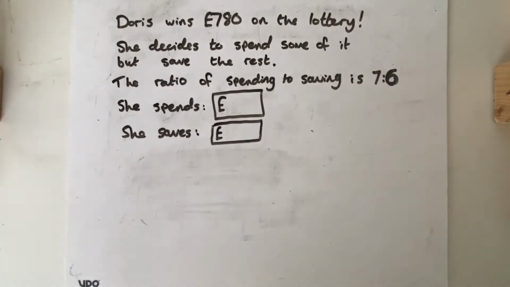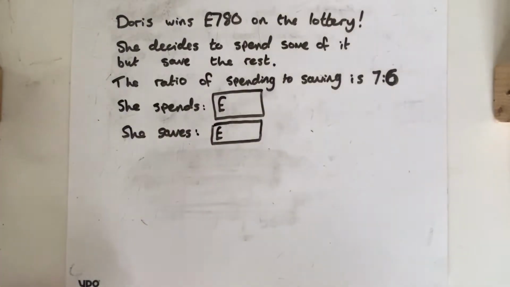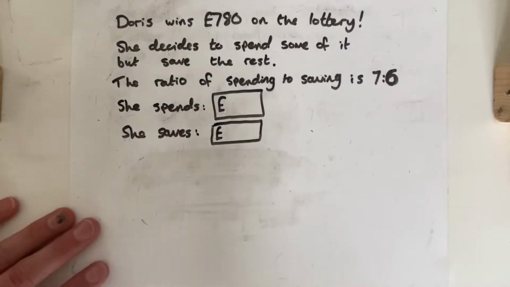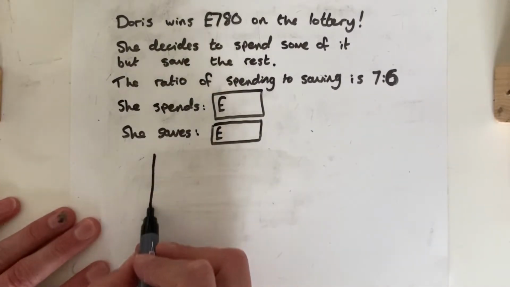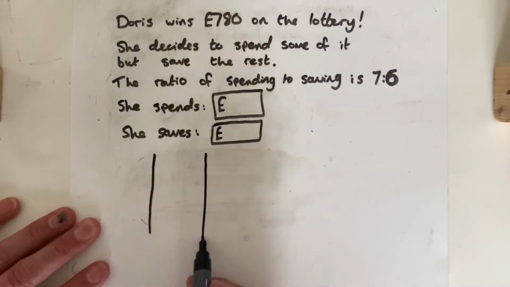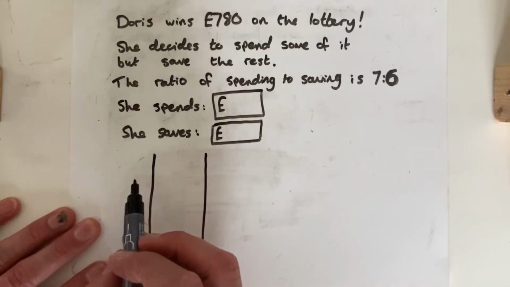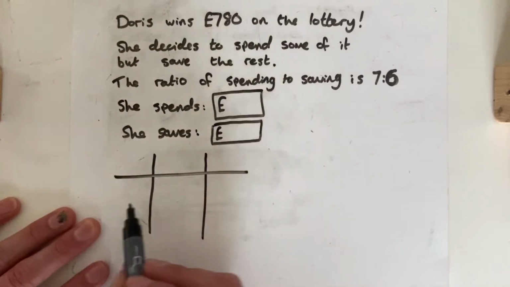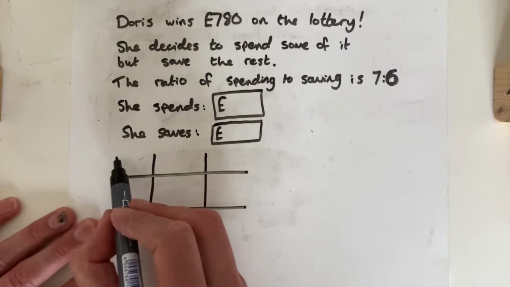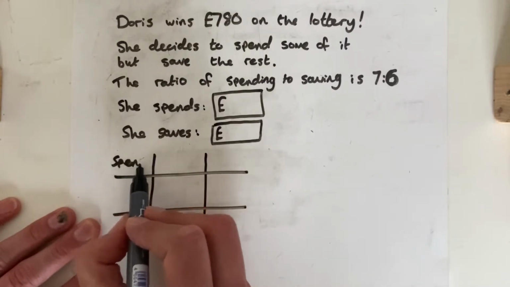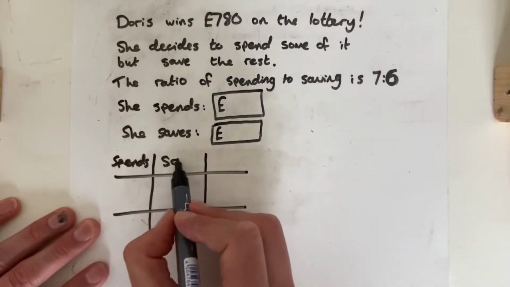She spends, we don't know. She saves, we don't know. We've got to work that out. So, we are going to work out exactly how much she spends and saves with that £780. So we do our grid. We do the headings. Spends, saves.